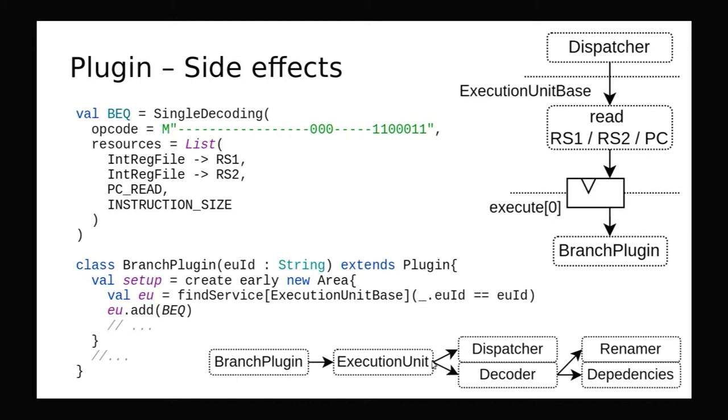A few other side effects: the execution unit base will then notify the ECQ and the dispatcher that it can execute a branch if equals. So the branch if equals instruction needs to find its way through the pipeline, through the multiple execution units. That's how it is sorted out. Also the decoder will be notified that when it sees that bit pattern, it needs to read those two registers. So the dependency tracker will know about it, and eventually the register renaming system too.